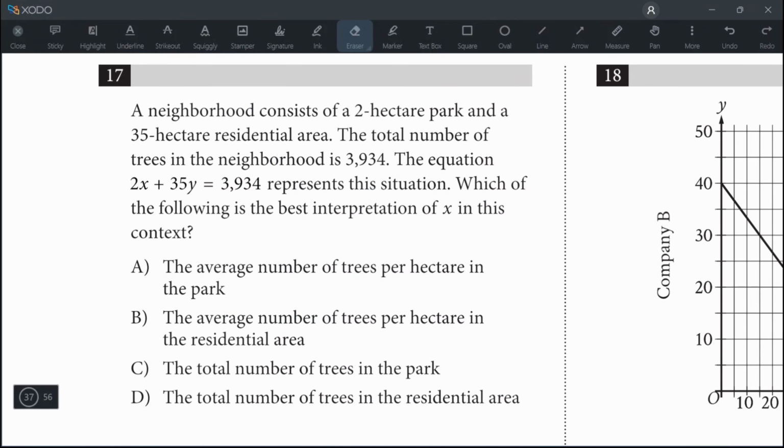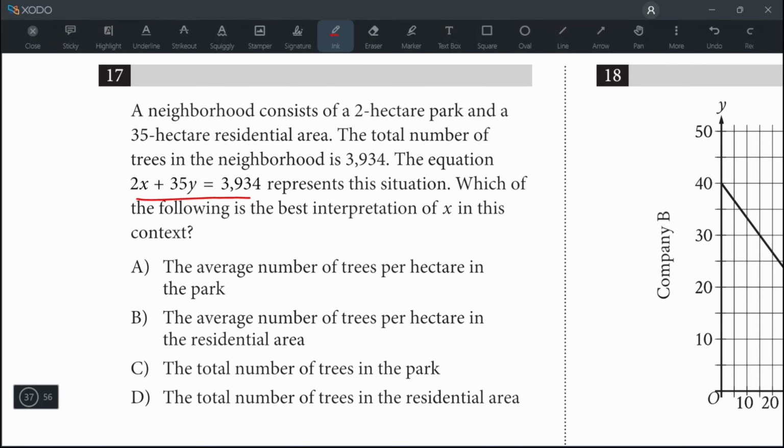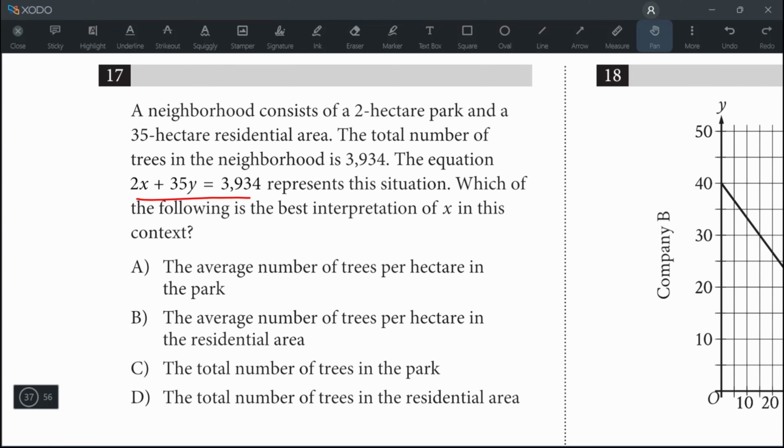Question number 17. A neighborhood consists of a 2-hectare park and a 35-hectare residential area. The total number of trees in the neighborhood is equal to 3,934. The equation here represents this situation. Which of the following is the best interpretation of x in this context?